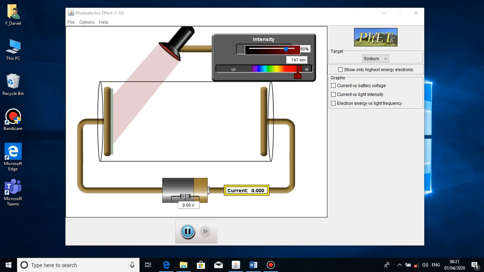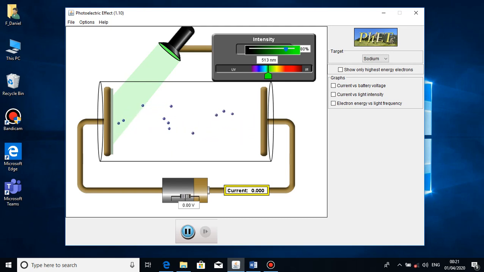But if I increase the intensity of light in the green area, what happens? I increase the energy of each photon coming to the plate. So the energy of a photon now is enough, more than the energy that bounds the electron to the surface. So if it is more than the energy bounding the electron to the surface, it can extract it, and the remaining quantity of energy becomes kinetic energy.